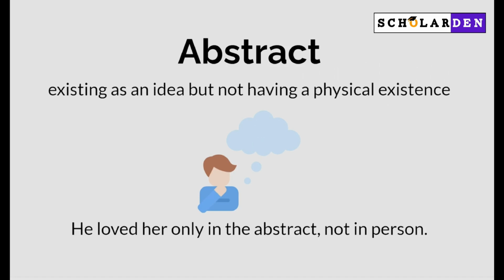Abstract, existing as an idea, but not having a physical existence. So something abstract is something you can't touch or smell, or it's not physically present. It could be an idea or a concept. He loved her only in the abstract, not in person. Another example could be, he had an abstract knowledge of the law, but didn't know what being a lawyer was really like.